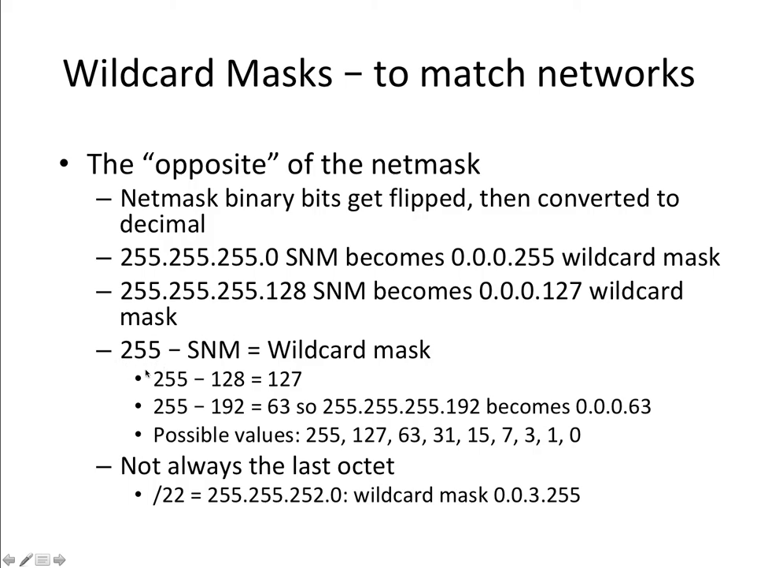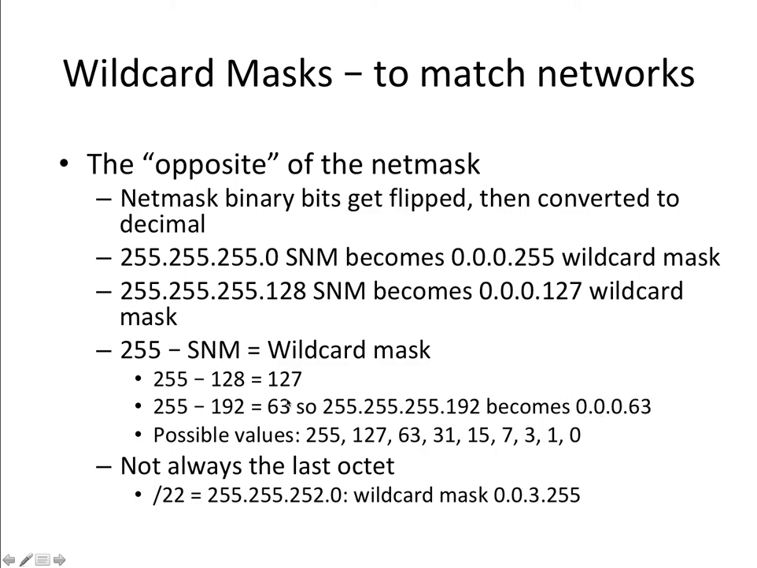The easier way to do it, if you need to figure out what the wildcard mask bits value should be, is you take 255, subtract the subnet mask from that, and that gives you the wildcard mask. In this example, we took 255, we subtracted 128, we got 127. Another example, 255 minus 192 equals 63. So if we have a subnet mask of 255.255.255.192, we get a wildcard mask of 0.0.0.63.